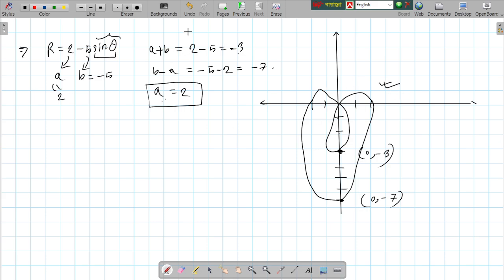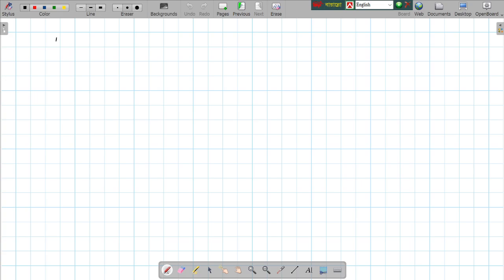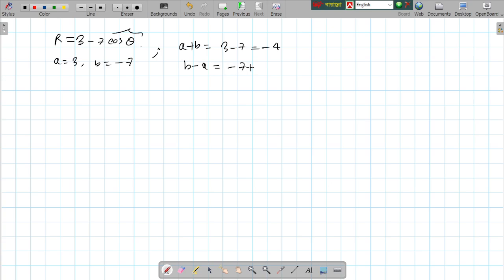So let's see the next example. r equals 3 minus 7 cos theta. So the value of a equals 3, b is minus 7, and cos indicates that the graph lies along the x-axis. So we need to trace some positions: a plus b is 3 minus 7, minus 4, and b minus a is minus 7 minus 3, minus 10, and the value of a equals 3.